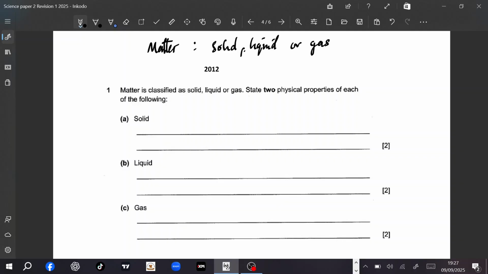One, we can say they have fixed shape. We can also say, yes, you can also say too, they have fixed volume.